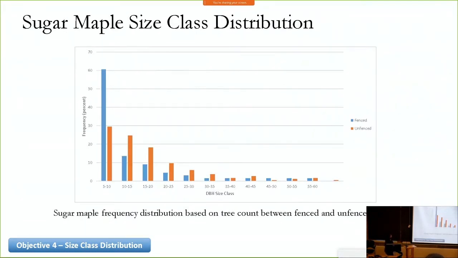And last, for the second bit, I did a comparison for the sugar maple as well, because that's, again, the dominant species, and you see the same pattern of this reverse J. So the sugar maple is, again, regenerating, but is it regenerating adequately? It's hard to say.